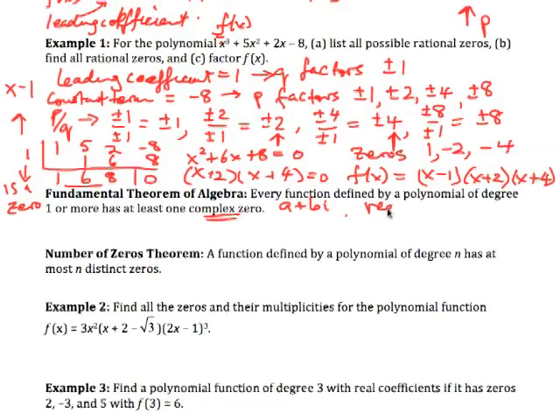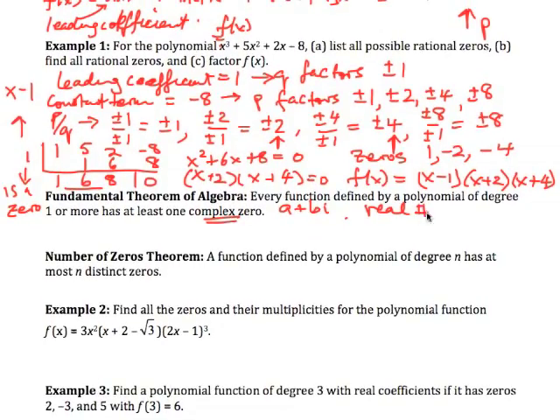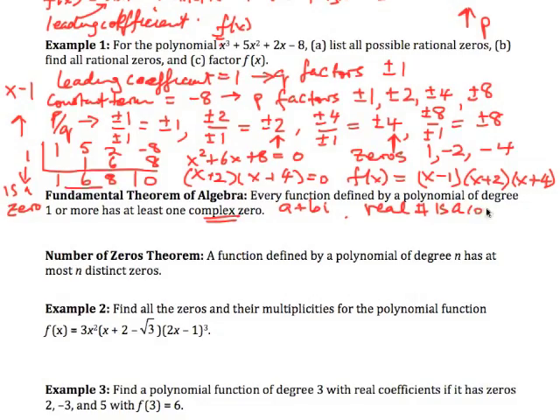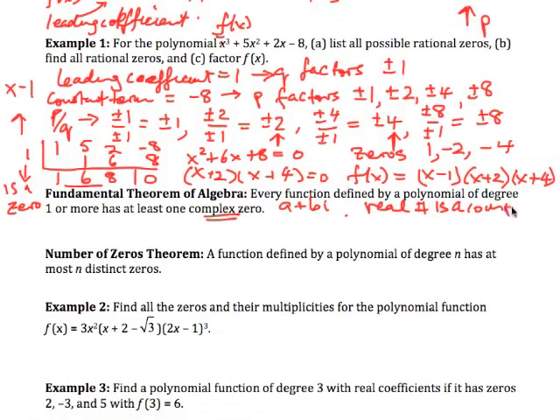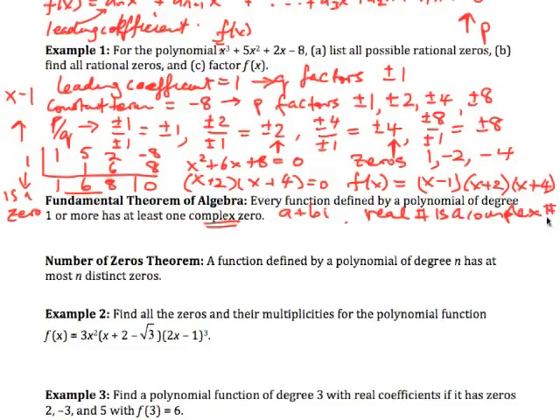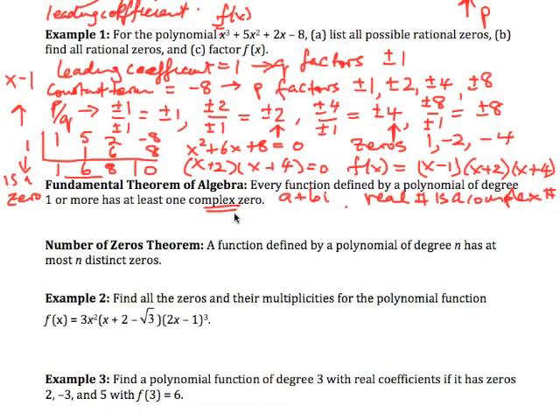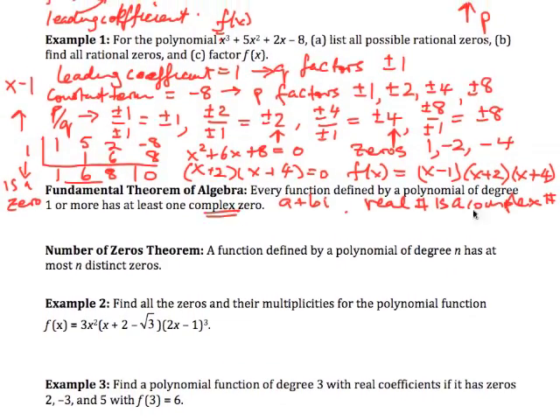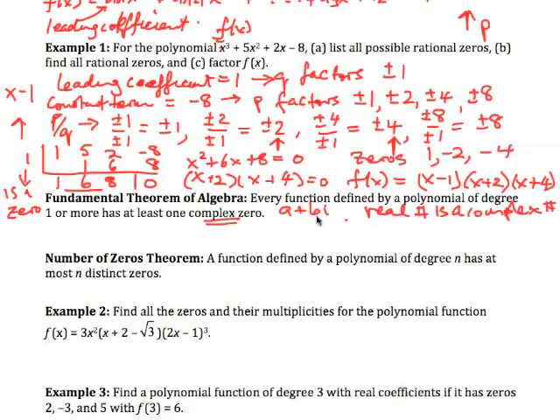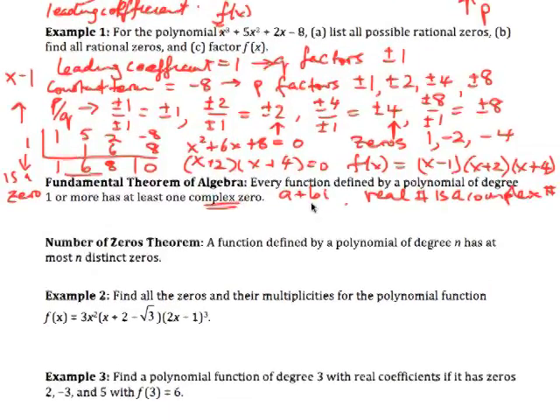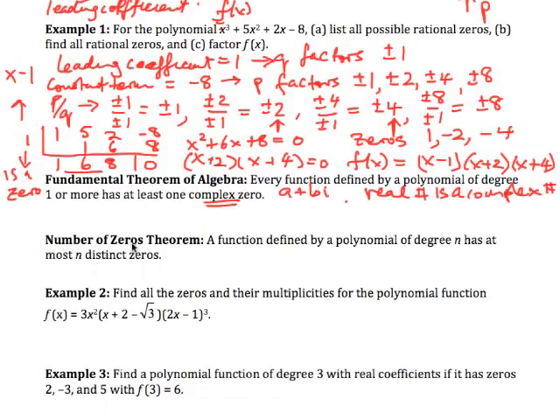And remember that a real number is a complex number. It's just that the b part is 0. So that includes real numbers, but not every complex number is a real number, because if a was 0, then we'd have an imaginary number, which is complex, but is imaginary.